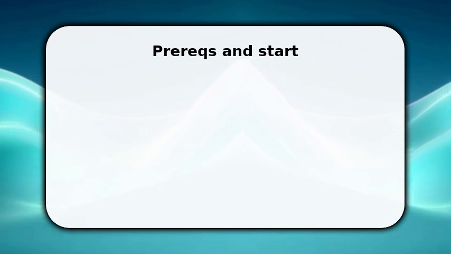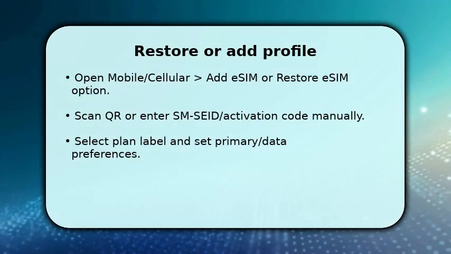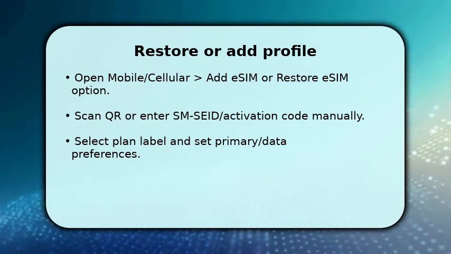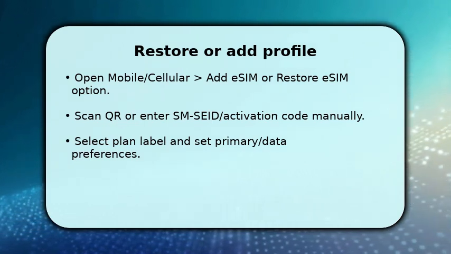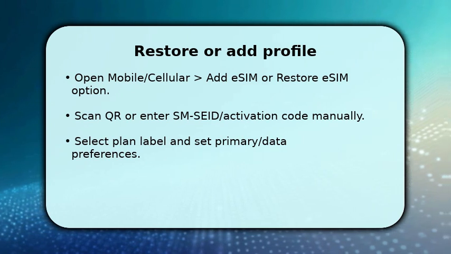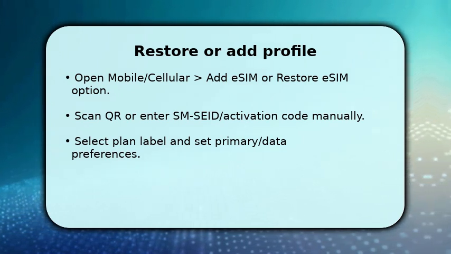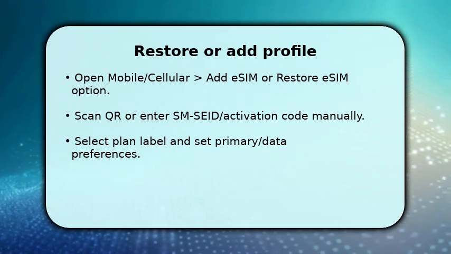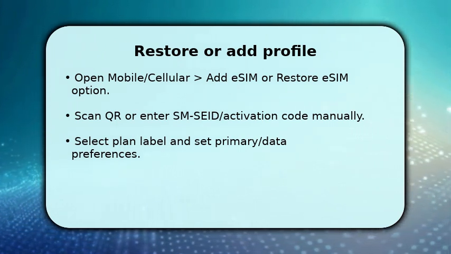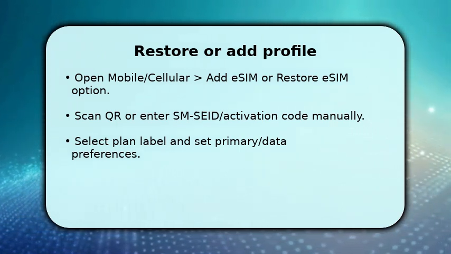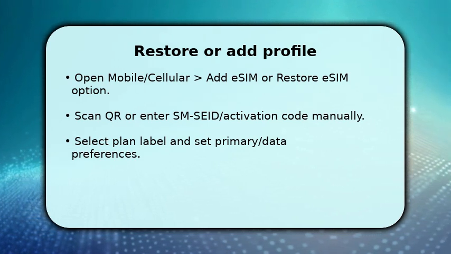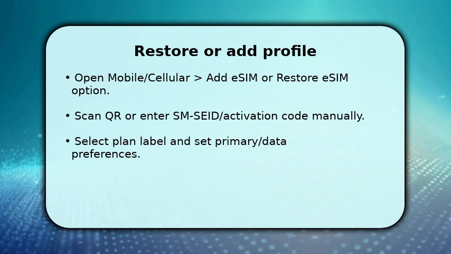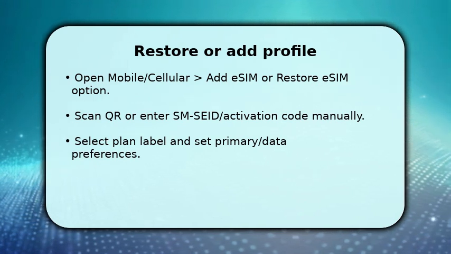Choose Add eSIM or Restore from Backup in mobile or cellular settings. If you have a QR, scan it. Otherwise, enter the carrier's SIM or activation code manually. Once the profile downloads, assign a label and pick which line handles cellular data, voice, and iMessage. This matters for billing and data priority. Make sure mobile data roaming settings match your plan, because mismatches can block network registration.